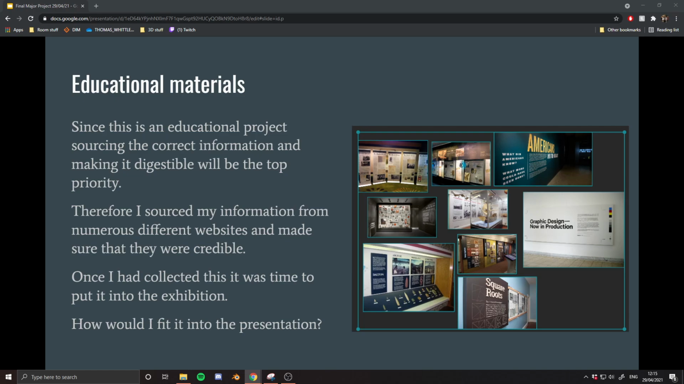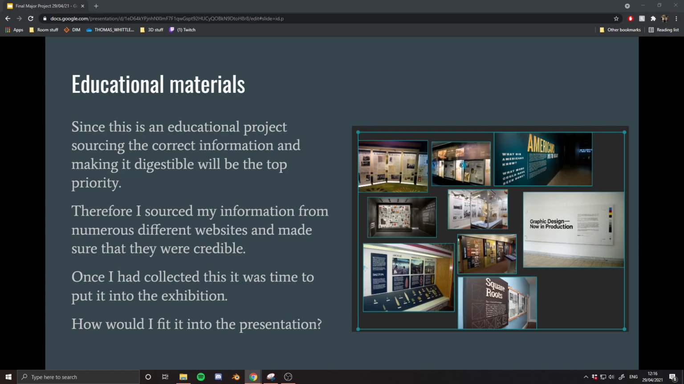Once I collected this, it was time to put it into an exhibition, and the main question I had for myself was how I would fit this into the presentation of the actual environment. So I went through and used PureRef and just started putting lots of different images in. These were the top ones I came out with of different ways that people have done it. Obviously, graphic design has a massive impact on how it is presented. And I think the best one that would allow a lot more free traversal is the top left one, which is a series of posters and billboards.